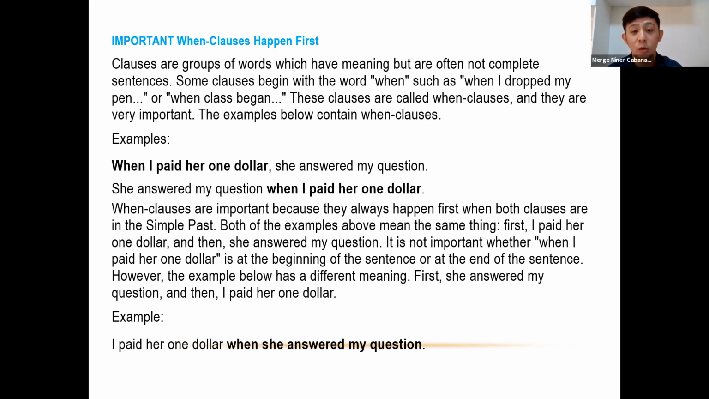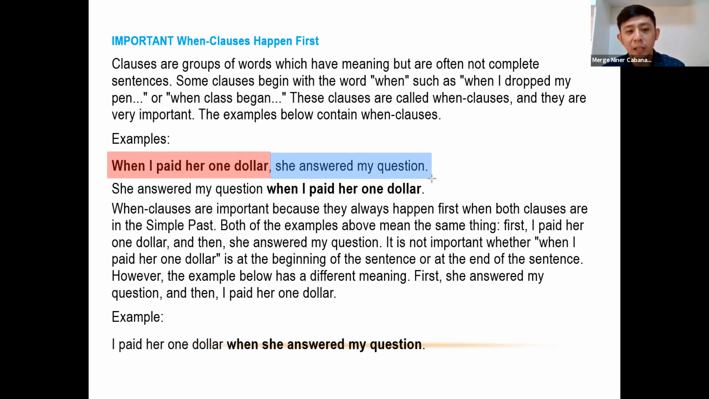The example below contains when clauses. So I'm going to highlight this sentence right here that contains two clauses. All right, so we have the "when I paid her $1." This is what we call the when clause. And then I'm going to change the color. Let me change this into blue. "She answered my question." This is what we call the resulting clause.